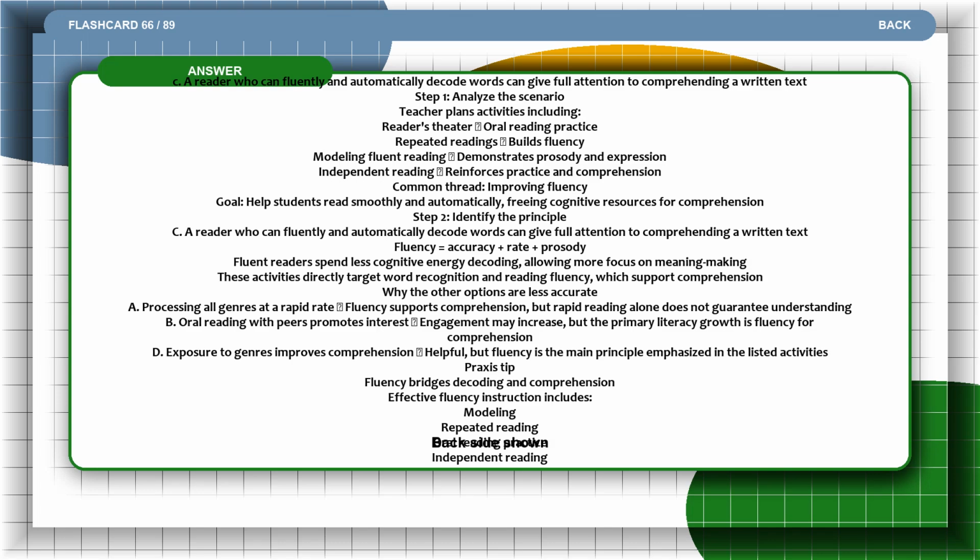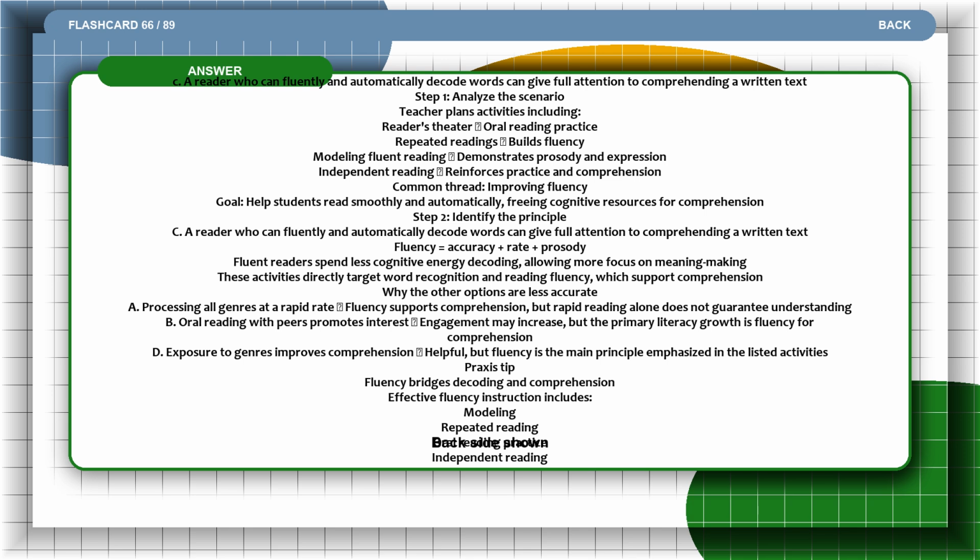The answer is C. A reader who can fluently and automatically decode words can give full attention to comprehending a written text. Step 1. Analyze the scenario. Teacher plans activities, including a reader's theater. Right arrow oral reading practice, repeated readings. Right arrow builds fluency, modeling fluent reading.